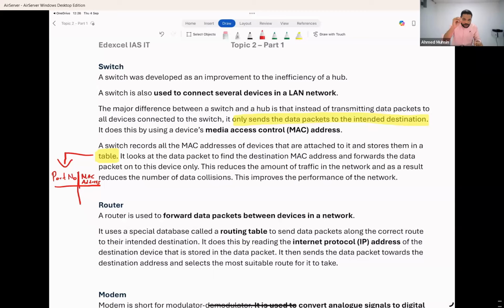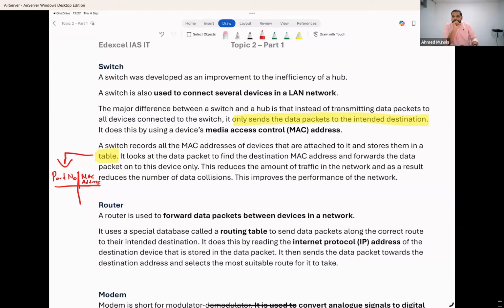A table is stored in the switch's memory. I'm going to ask you another question now. Inside the switch's memory, there is a table. We call it the MAC addressing table. What does the MAC addressing table contain? The port number and the MAC address of the device that's connected to that port. Does that make sense? So here is my next question.